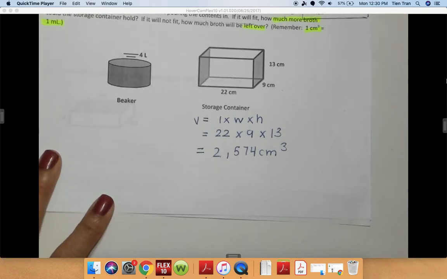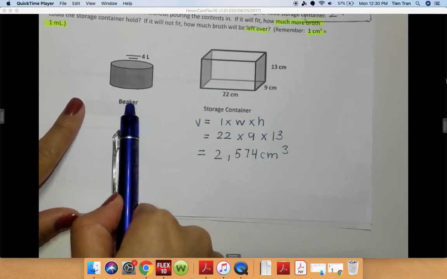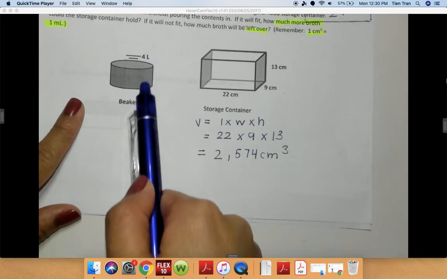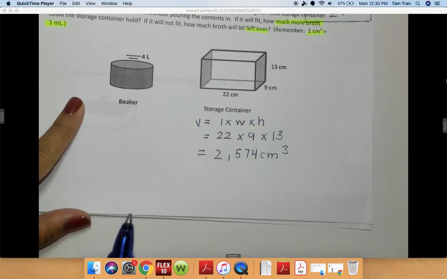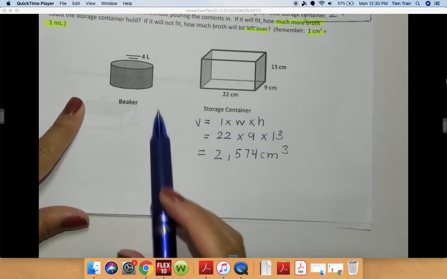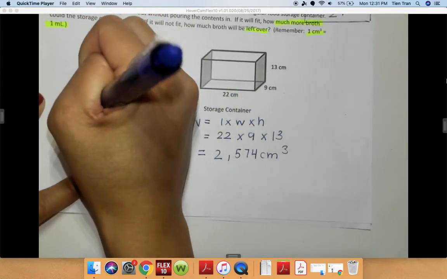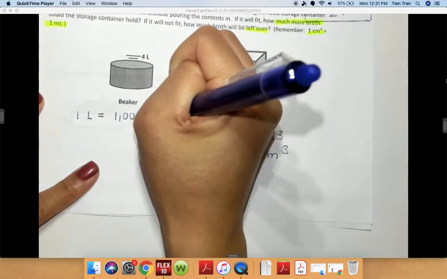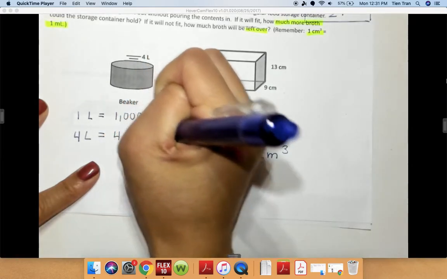Now I need to find the volume of the beaker, okay? So with the beaker, I have one measurement. I have 4 liters, and that's all I know. But I know that 1 liter is equal to how many centimeters? 1 liter is equal to 1,000 centimeters. So if I have 4 liters, that's going to give me 4,000 centimeters.